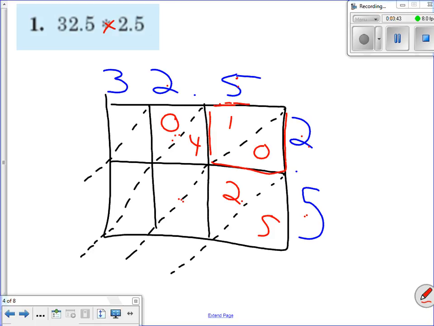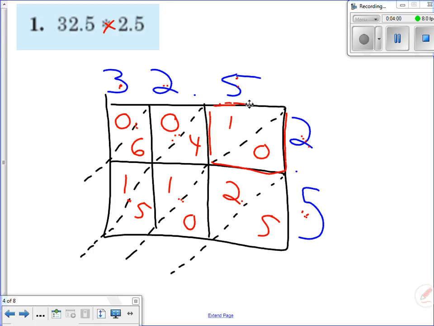I'm going to do this box right here. 2 times 5 is 10. I got a 1 and a 0. I'm going to go 3 times 2 to go in this box, so I have a 0 and a 6. I'm doing this box right here. 3 times 5 is 15.